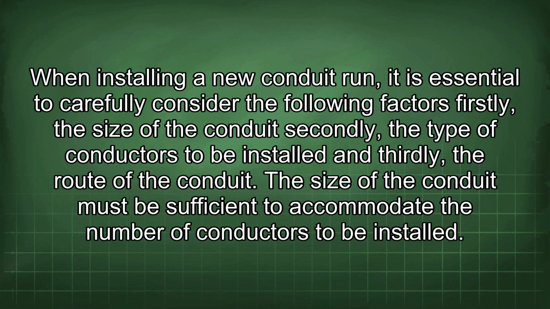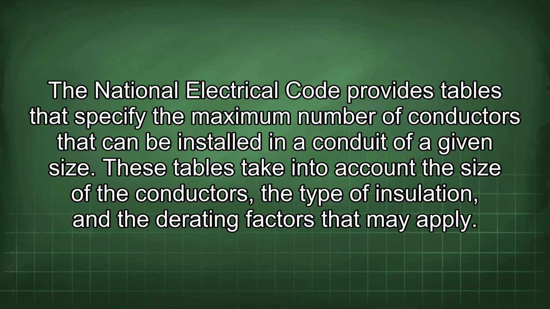The size of the conduit must be sufficient to accommodate the number of conductors to be installed. The National Electrical Code provides tables that specify the maximum number of conductors that can be installed in a conduit of a given size. These tables take into account the size of the conductors, the type of insulation, and the derating factors that may apply.